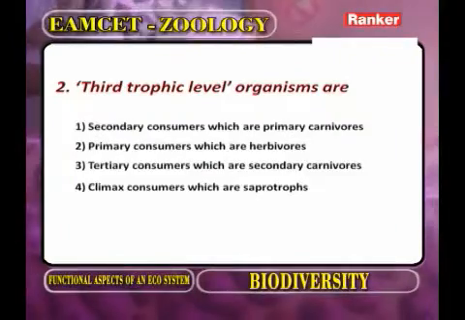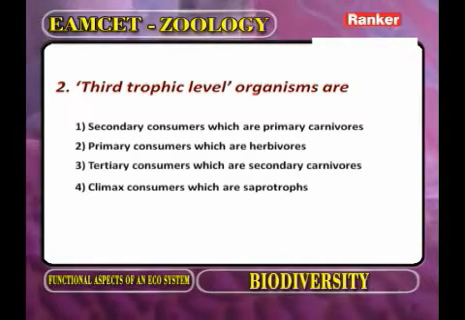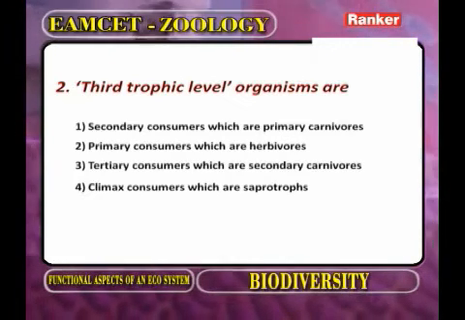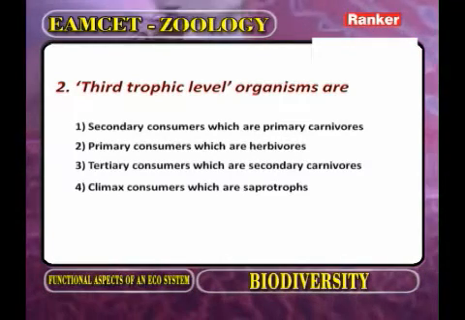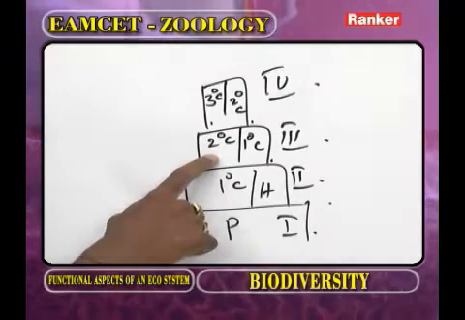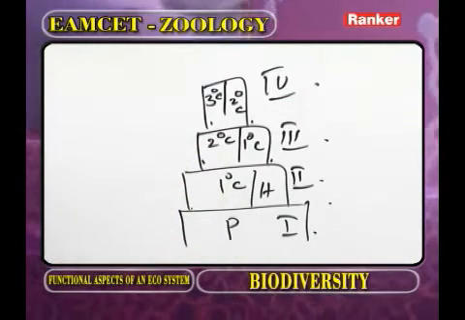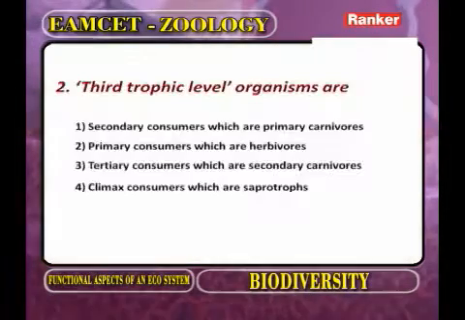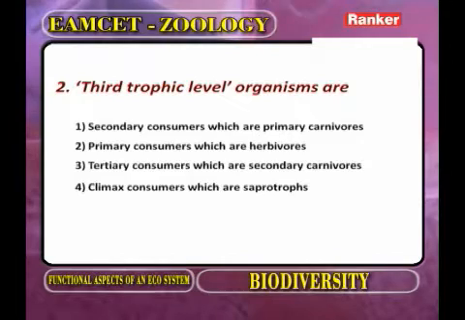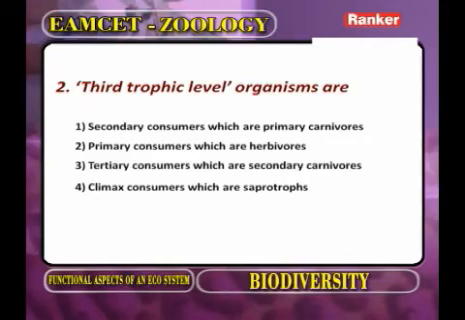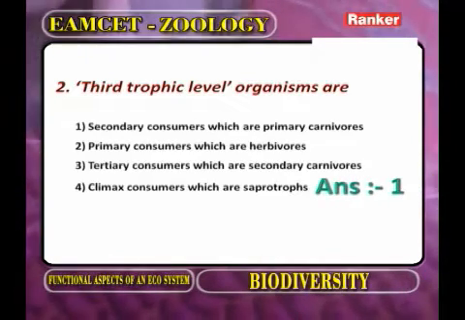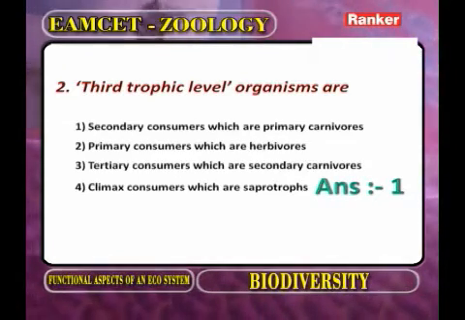Now you have to observe. The question is the third trophic level organisms are. This is the third trophic level in which what type of organisms? The secondary consumers. What is the other name of secondary consumers? The primary carnivores. Now based on this information, what is the correct answer for this question? Secondary consumers which are the primary carnivores. Now we go for the next question.